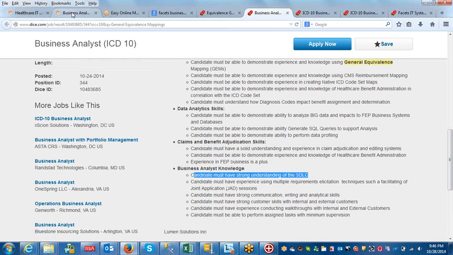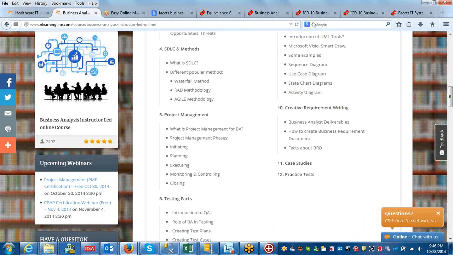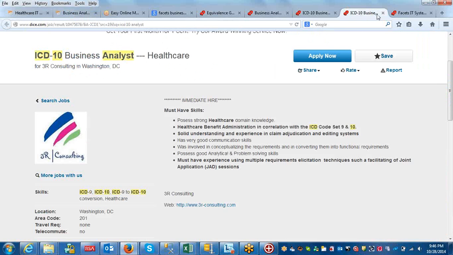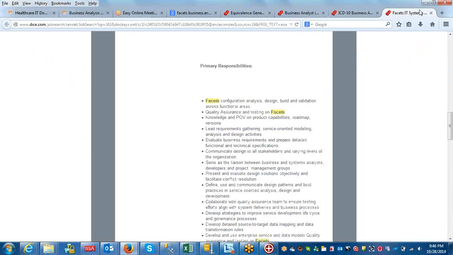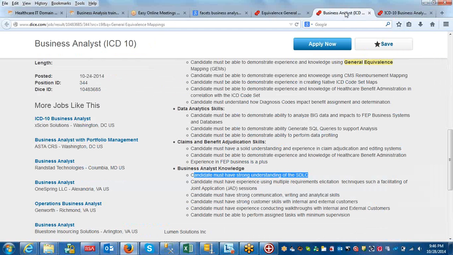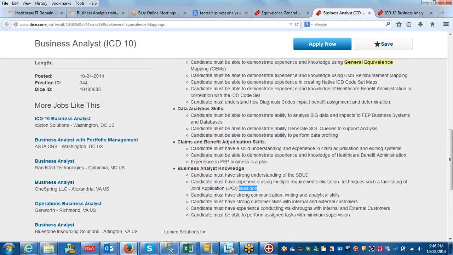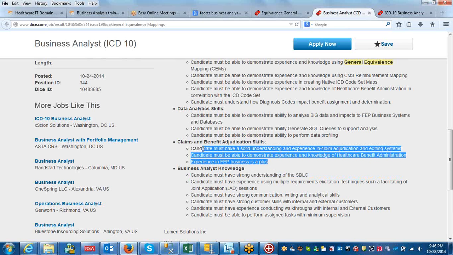SDLC, which we see over here. Your SDLC. Let me just close some of them. Then you have, this is a very generic profile of what they are asking for over here, but at the same time this is something which you can see. This is the core skill which you get as part of a business analyst. This is the core skill which is part of the healthcare you get.